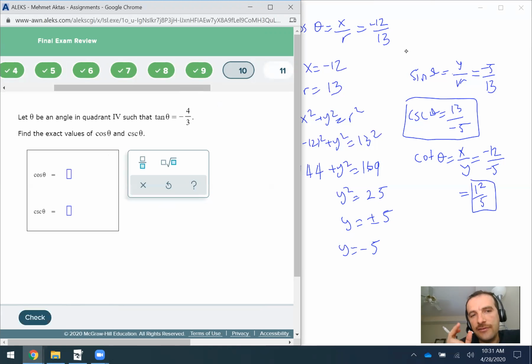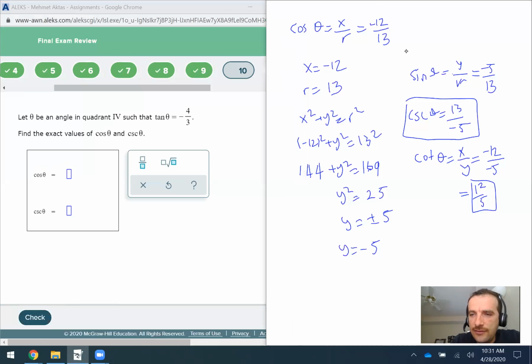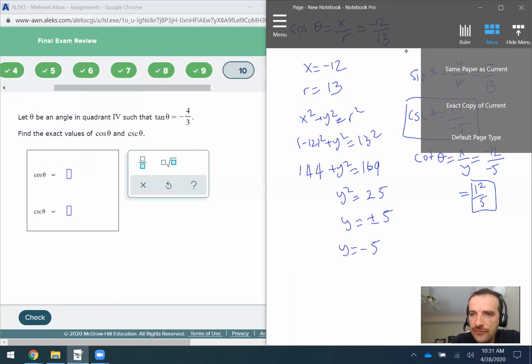All right, let's move to the last one in this chapter. Actually, the final exam review has 30 problems. The first 10 is from chapter 5, second 10 is from chapter 6, and the last 10 is from chapter 7. Let theta be an angle in quadrant 4 such that tangent is negative 4 over 3. Similar problem, right? Okay, let's make a new page first of all.